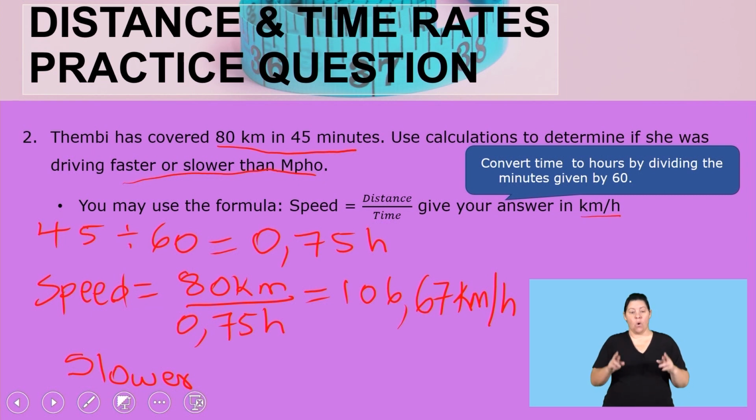So I hope calculation with the distance and time rates will be easier to you because the formula will be given. But what is key, remember to convert your time to hours always. And if it happens that the examiner gives you the distance which is not converted, as well, make sure that the distance is always in kilometers.